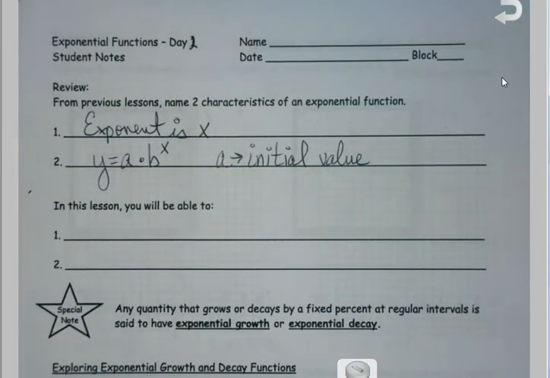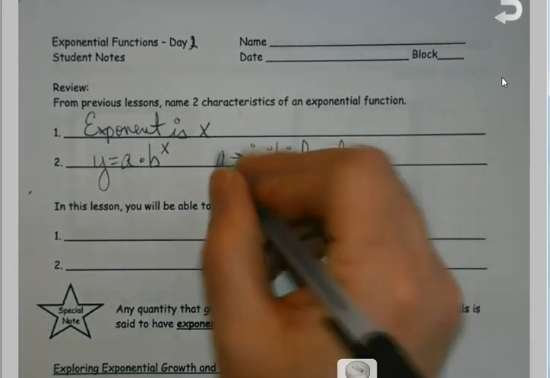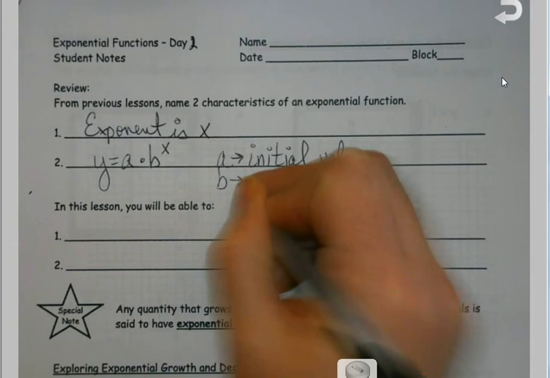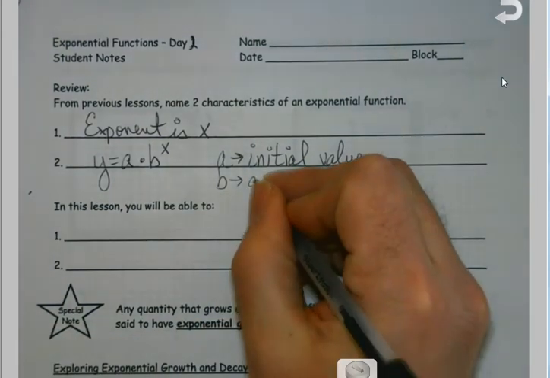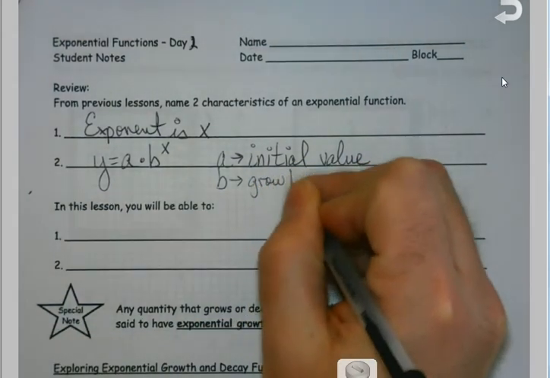How much am I starting with? How much money, or how much is the car worth, or how many bacteria do I have, whatever it happens to be. But then what really makes it determine whether it's going to go skyrocketing up or down is this b value. That's called my base. And I figure out which way it's going to act based on its value.